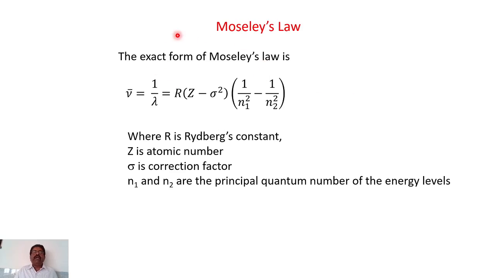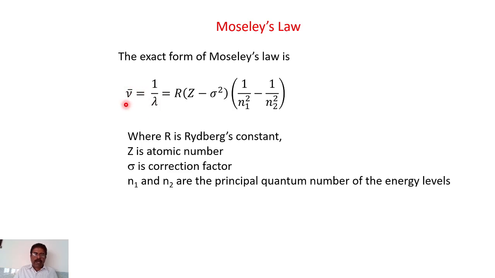Before that, let us see the actual mathematical form of Moseley's law. In terms of wave number, that means 1 upon lambda, nu bar is the wave number. Instead of writing the equation of Moseley's law in terms of frequency, in spectroscopy, you know that this wave number term is most useful to represent the spectral lines.